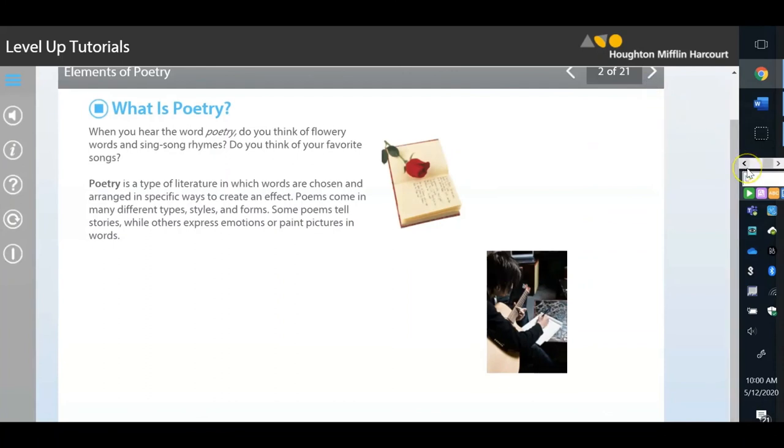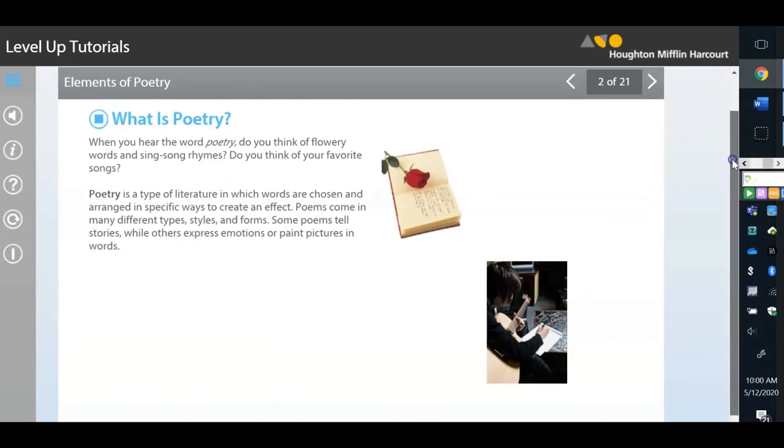When you hear the word poetry, do you think of flowery words and sing-song rhymes? Do you think of your favorite songs? Poetry is a type of literature in which words are chosen and arranged in specific ways to create an effect. Poems come in many different types, styles, and forms. Some poems tell stories, while others express emotions or paint pictures in words.